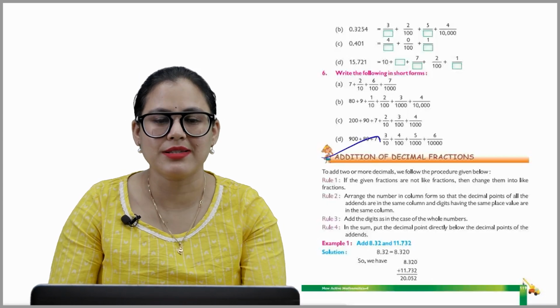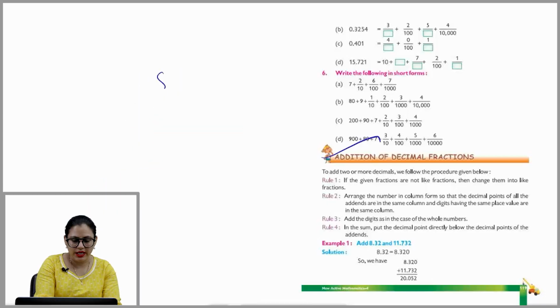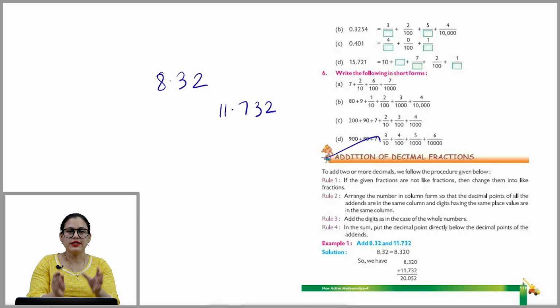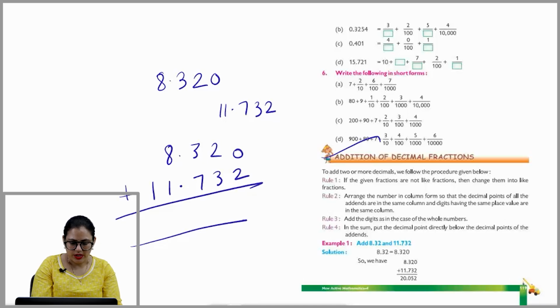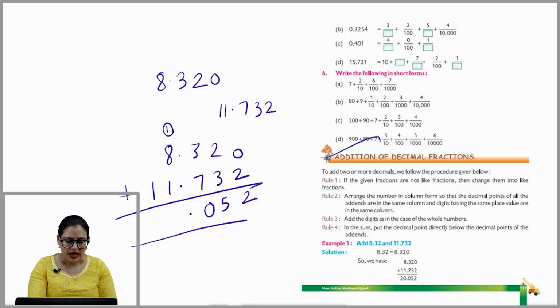Let's understand this with the help of an example. So we have 8.32 and we have 11.732. Okay, first let's convert them into like decimals. We will add a 0 here. Now arrange in columns. 8.320, then we'll put a dot here, 11.732. Okay, now add: 2 plus 0 is 2, 3 plus 2 is 5, 7 plus 3 is 10, 1 carry, and don't forget to put the decimal. 8 plus 1 is 9, plus 1 is 10, 1 carry, 1 plus 1 is 2. So 20.052 is the answer.